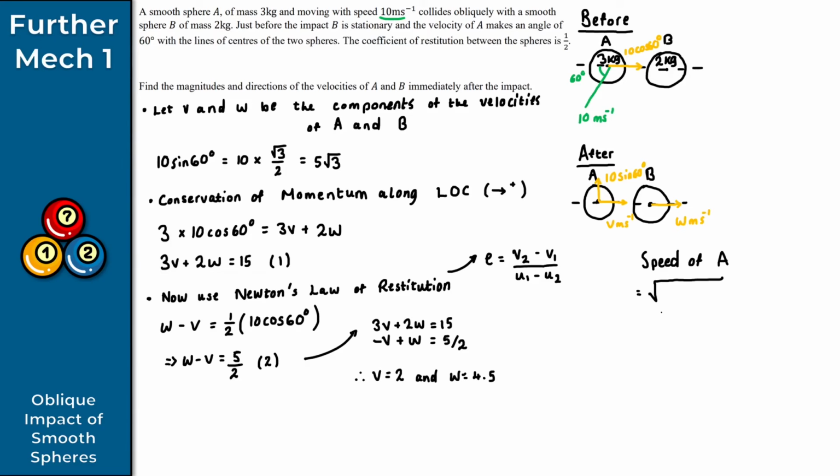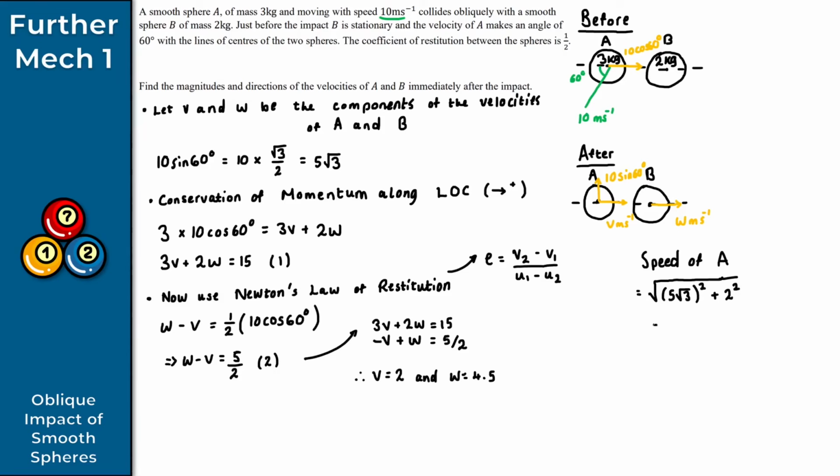So I now need to consider the components here for A, right? So this is for after the impact, by the way. So I get 10 sine 60 degrees squared. Now 10 sine 60 degrees, as we evaluate here, is just 5 root 3. So I've got 5 root 3 squared, plus then v squared, but v is just 2, right? So plus 2 squared there.